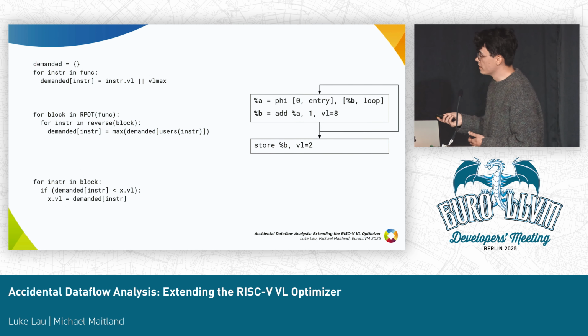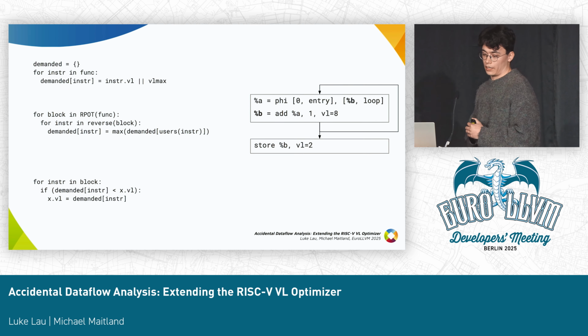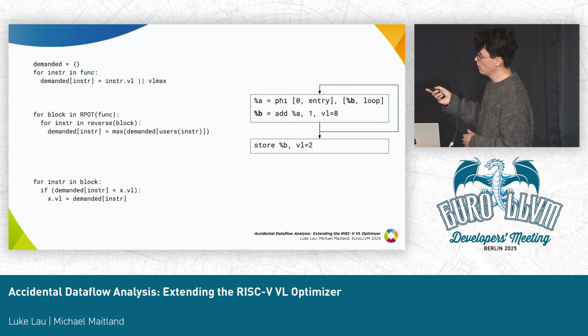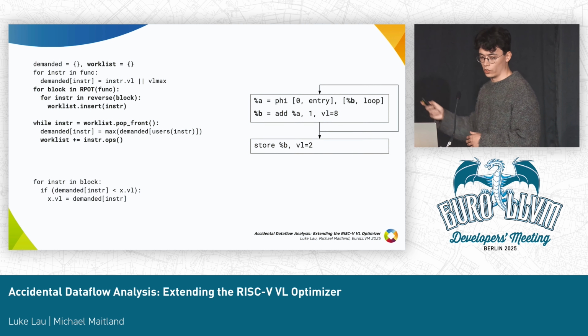The second example that we saw was this kind of like phi recurrence. Right off the bat, we knew that this kind of bottom to top single pass approach wasn't going to work, because now the A phi node uses B, which is beneath it, so we're going to have to switch to a work list approach where we append instructions to it, and then inside the loop, we pop it off, and then we append the inputs to that instruction back onto the work list.